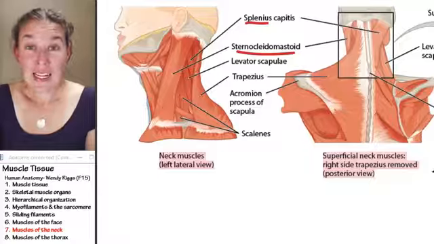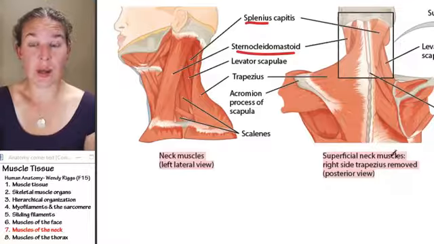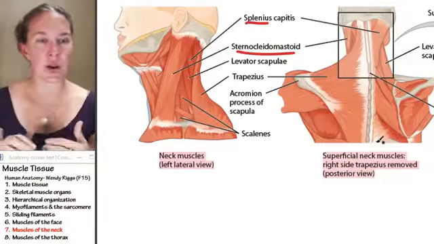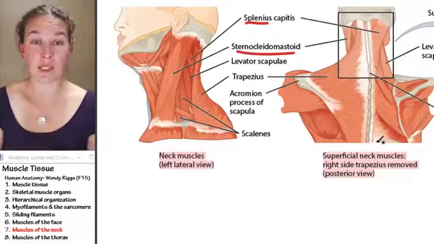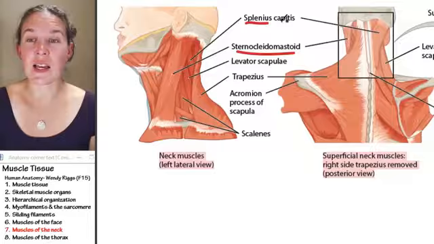All right, I've highlighted the muscles of the neck that we are going to know. Most of these we're not going to be super hardcore about attachments, but let's look at some of them in detail. First of all, we have Splenius.